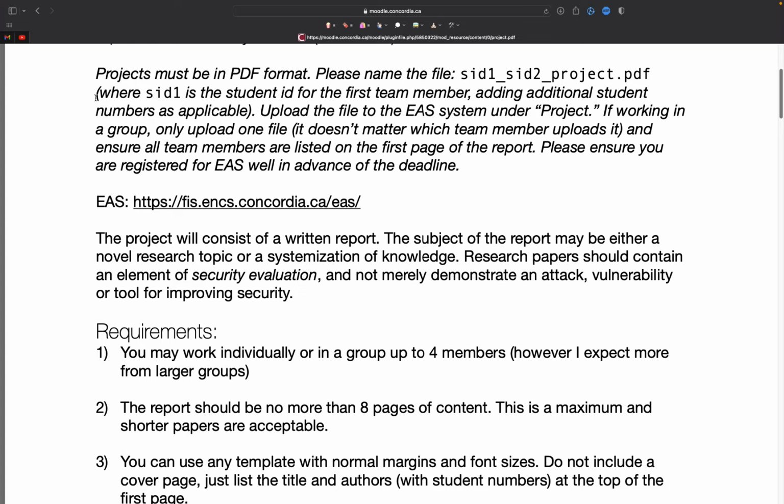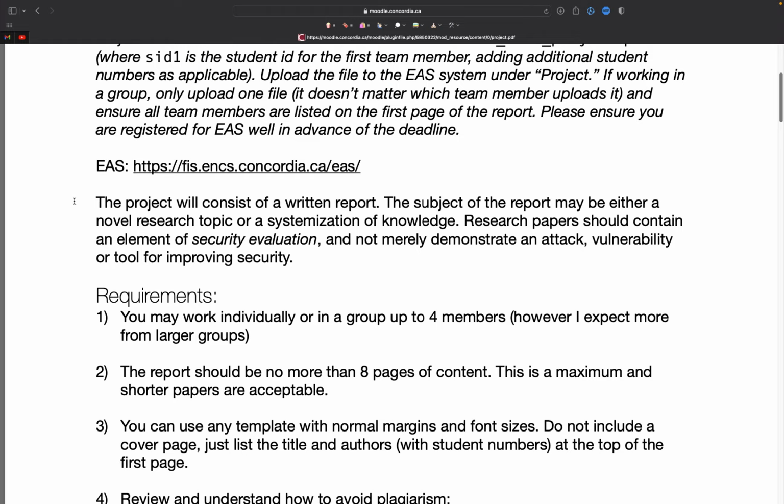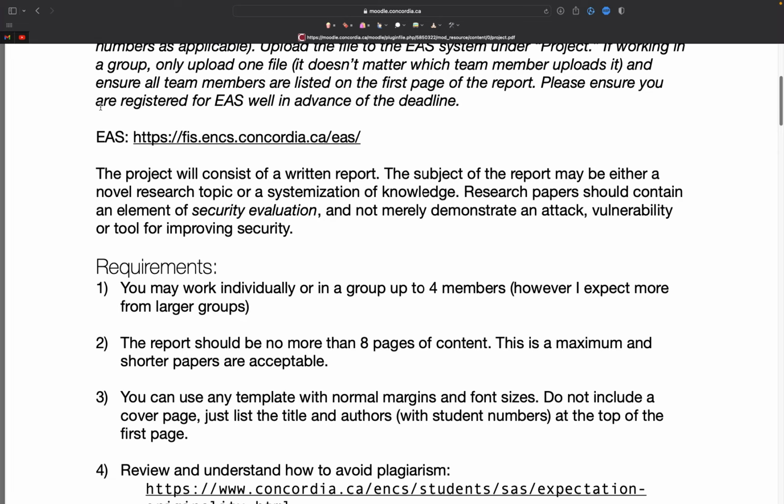Okay, so your project will be a written report. I want a PDF at the end. There's some stuff about how you name the file that you can go over when it's closer to being due. If you work in a team, just one person can upload it. It doesn't matter who does it. Everyone will receive the same mark.